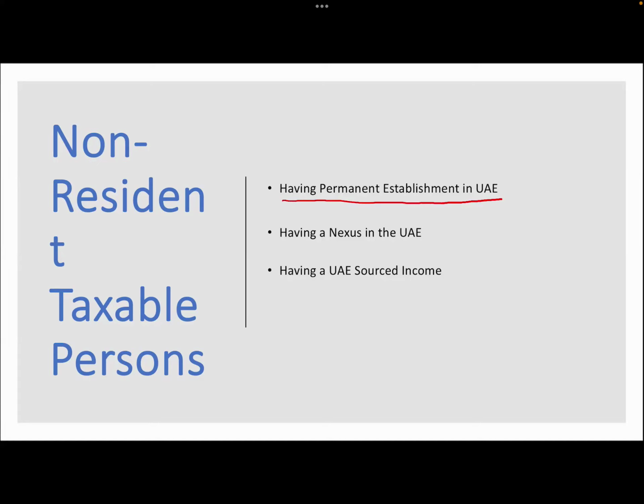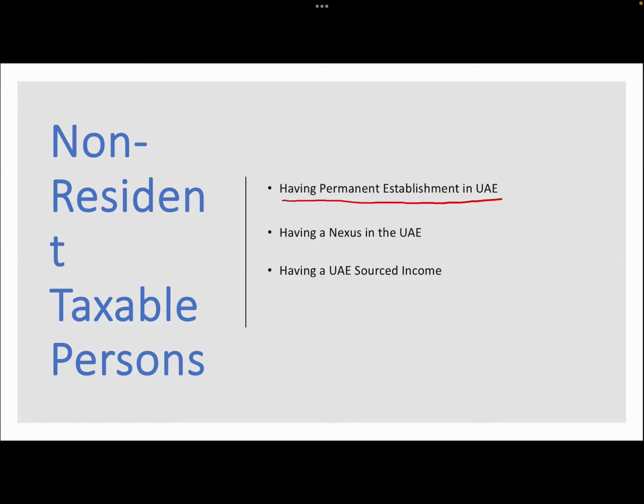For example, British Airways. British Airways headquarters are in the UK. Now, they may have a branch here in the UAE. Those branches are called permanent establishment.